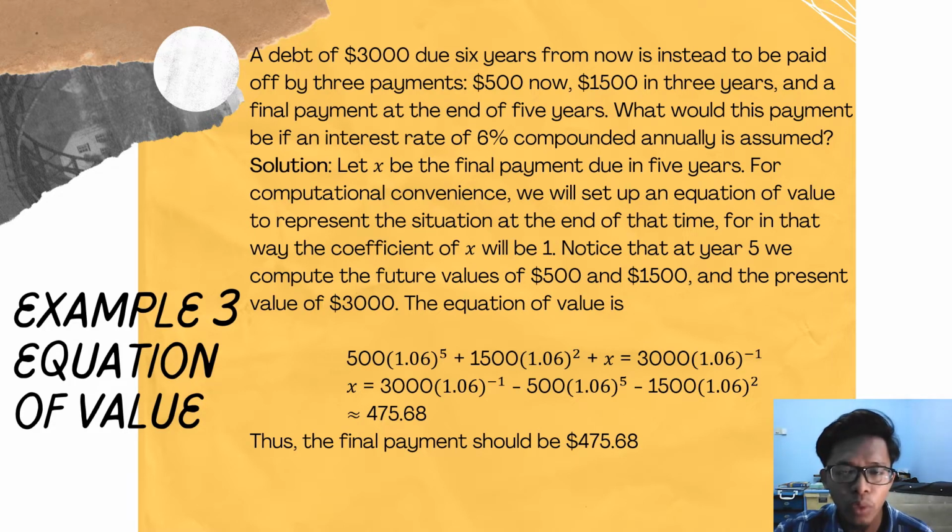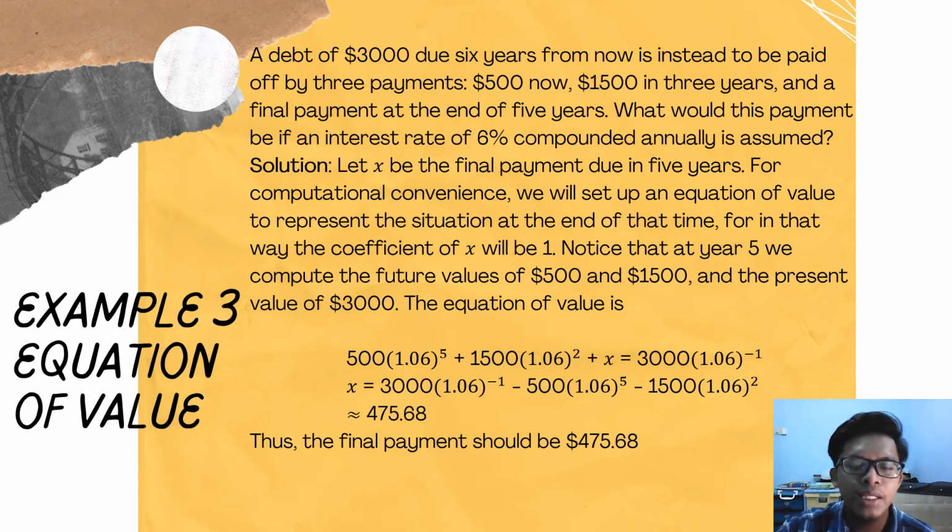The equation of value is, we get the data from the question, and for the solution, we put the data into the formula. So we get 500(1.06)^5 plus 1,500(1.06)^2 plus X, which is the X that we should find, and this formula equals 3,000(1.06)^-1.